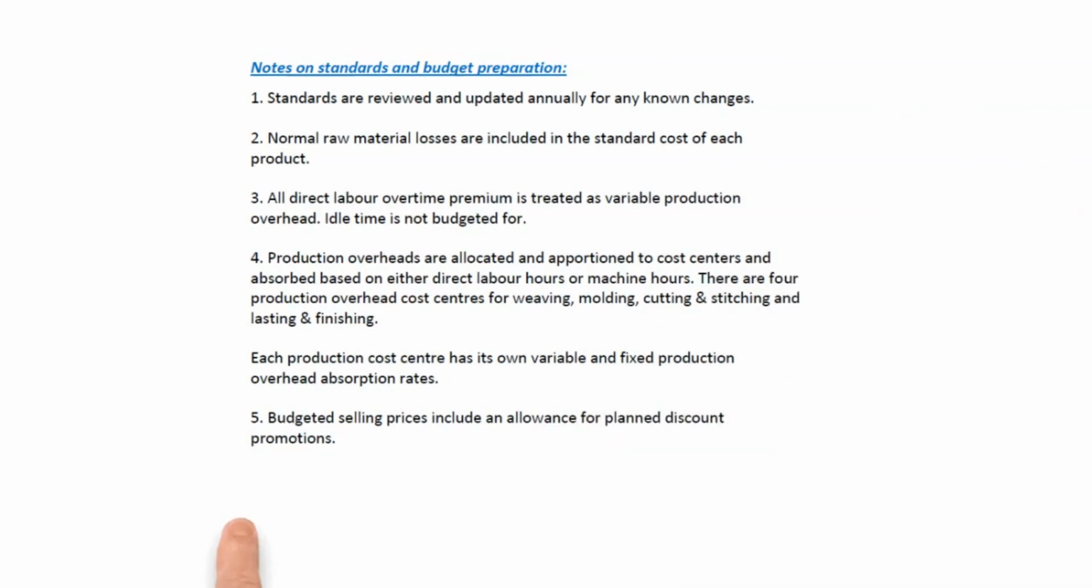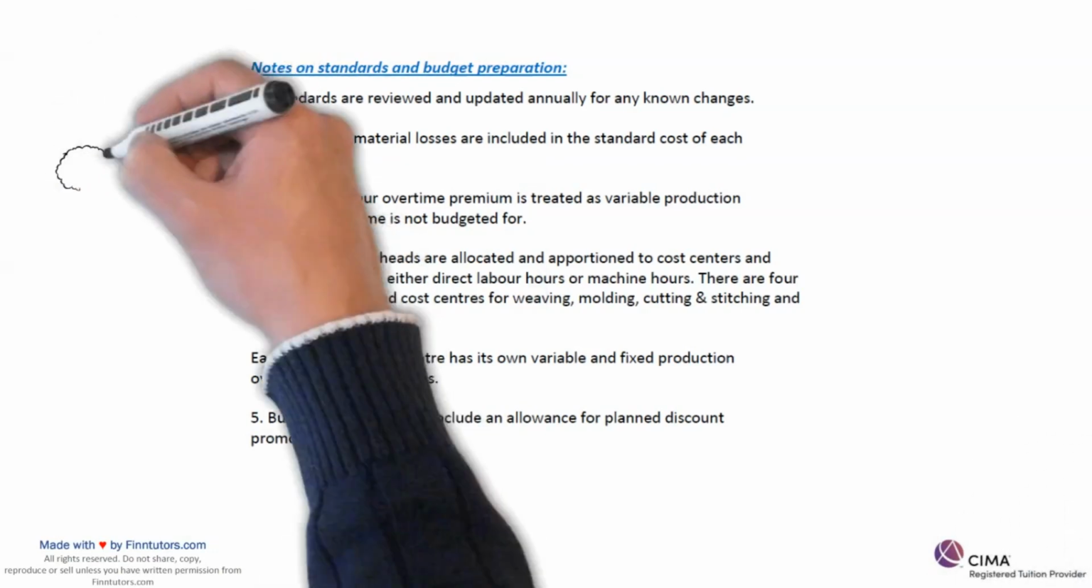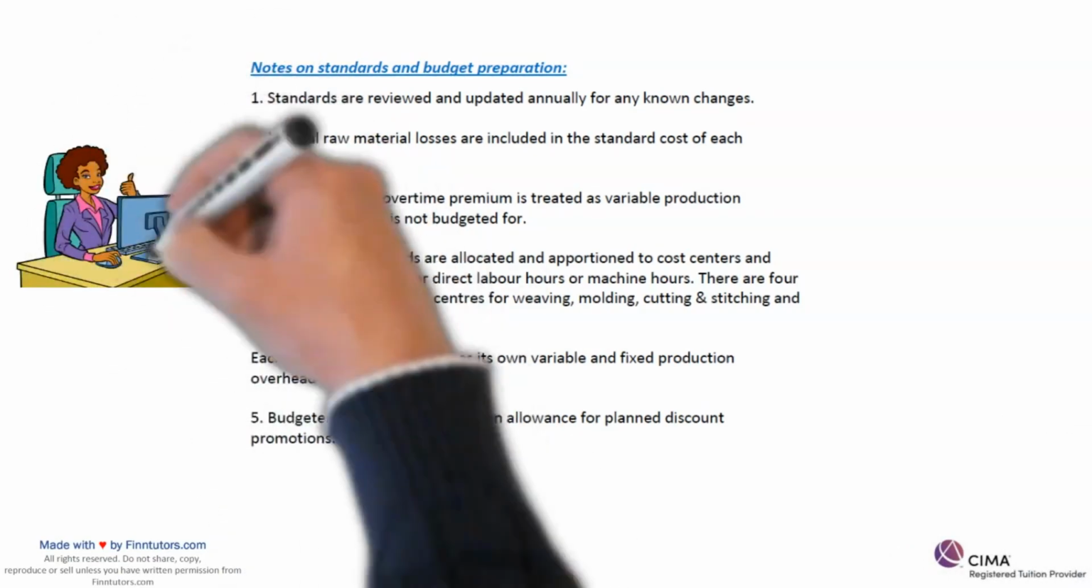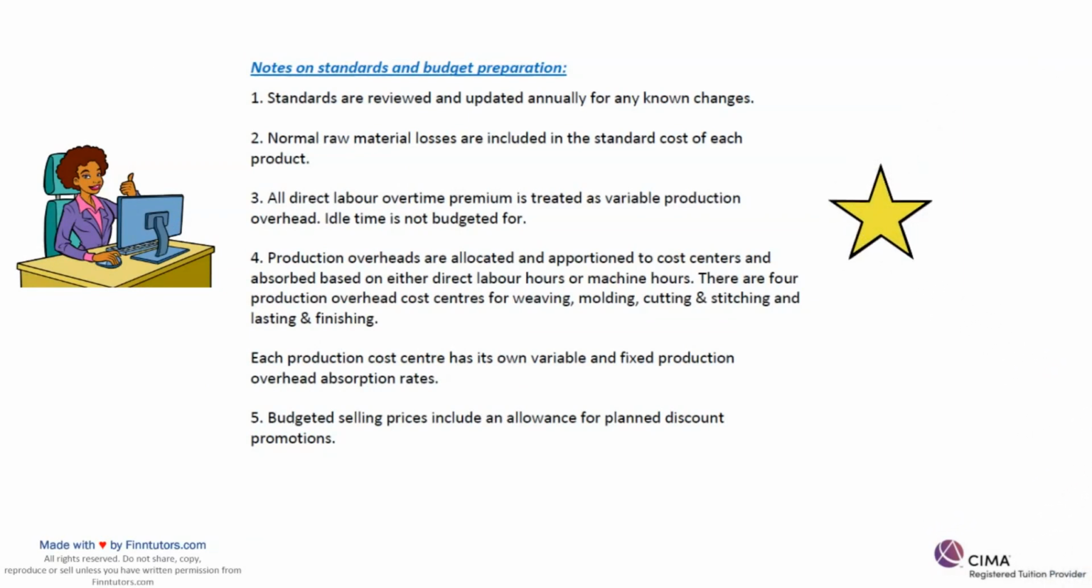There are some notes to these standard costing cards and methods that they have given, which is on your screen now. First is that the standards are reviewed and updated annually for any known changes. Updated annually only. Second, normal raw material losses are included. So you're taking into account raw material loss. Again, not the best practice. All direct labor overtime premium is treated as variable production overhead. Idle time is not budgeted for. So your idle time variances, labor variances become very important.